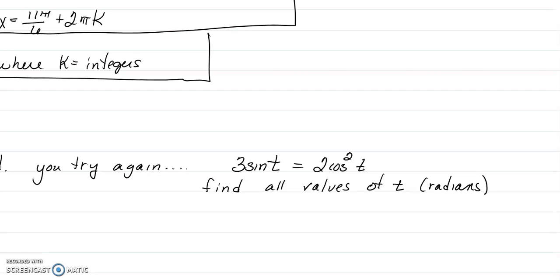Here's my last example in this video. You try again. 3 sine t equals 2 cosine squared t. You're going to find all values of t in radians. Okay. This one has a little extra something to it. It is a little bit more challenging. I still think that you can do it. I will give you the hint that you're going to need to think about a trig identity. Please pause the video now and do the best you can on this.